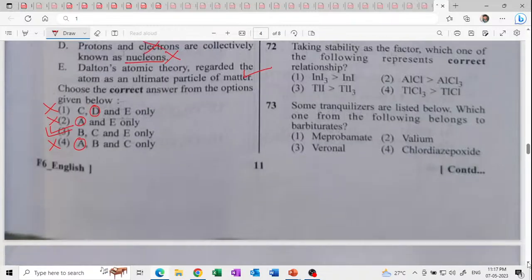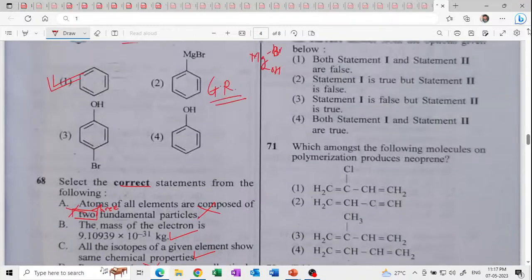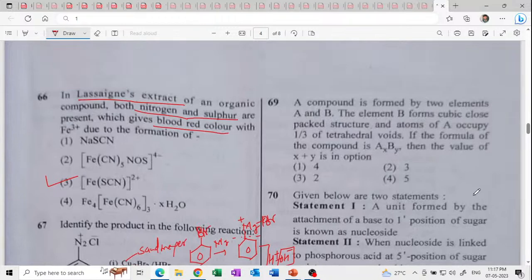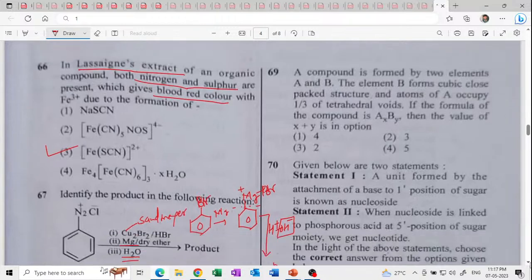Next question, number 69. A compound is formed by the two elements A and B. The element B forms the cubic close packed structure and atoms A occupy 1/3 of the tetrahedral voids. So 1/3 of the tetrahedral voids. The number of tetrahedral voids is 2, and this is 1. So the ratio is 2/3 to 1. Get it? 2/3 to 1. So how much? So this is 3.